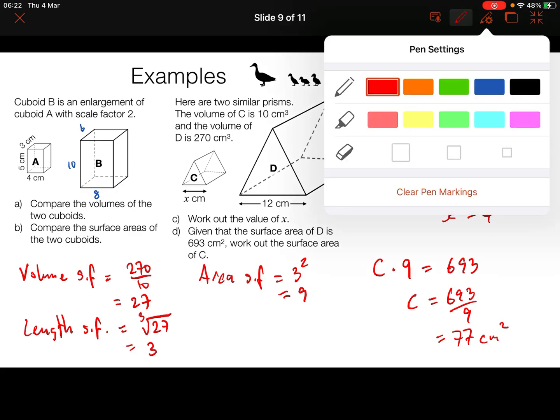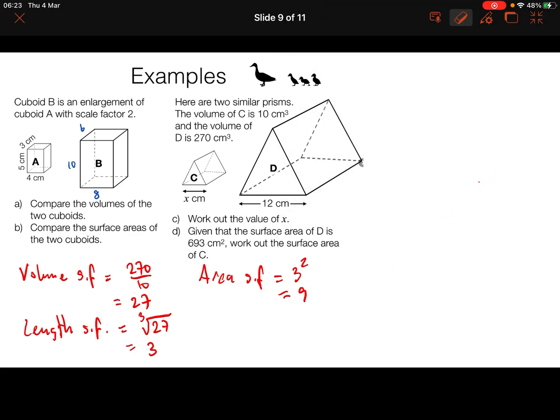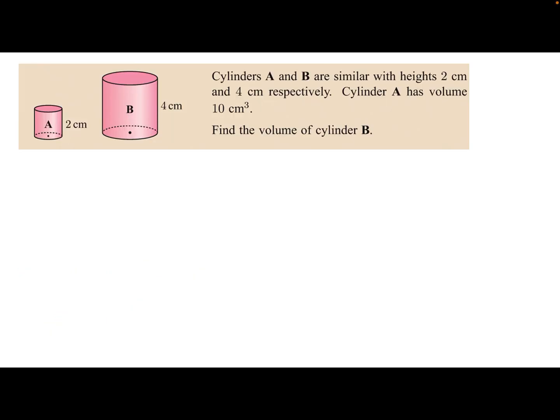Okay? So just to summarise all of that. If the length scale factor is x, then the area scale factor is x squared, and the volume scale factor is x cubed. Okay? That's the relationship between all of them. Just make sure that you're using the right scale factor for what you're actually trying to work out. Okay? So here we go.